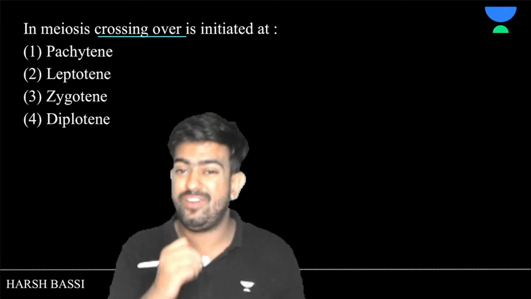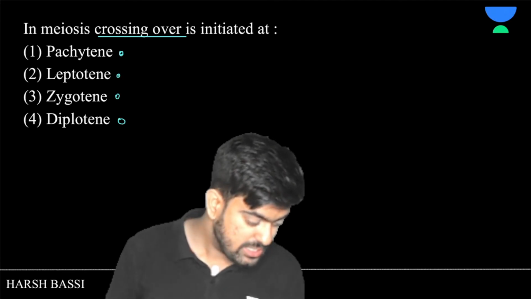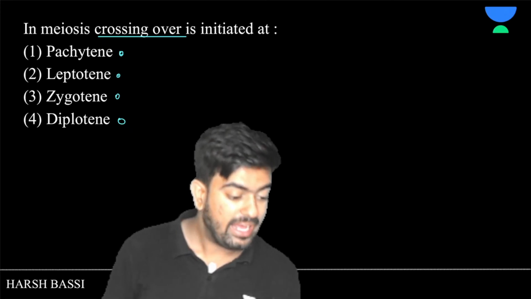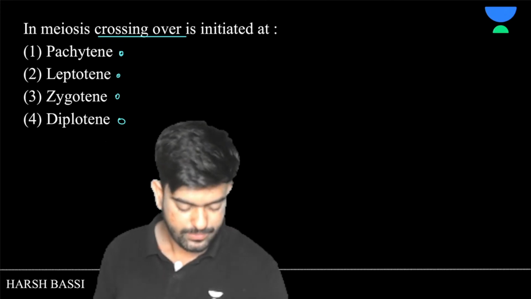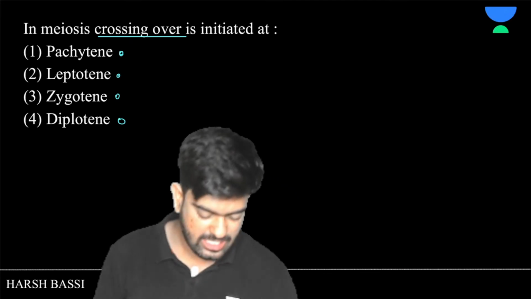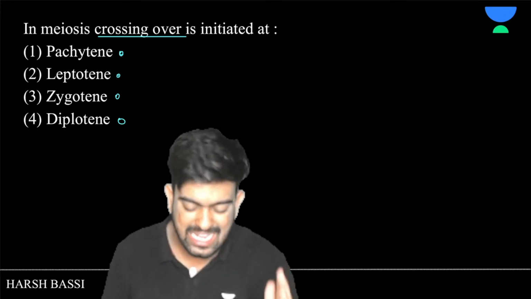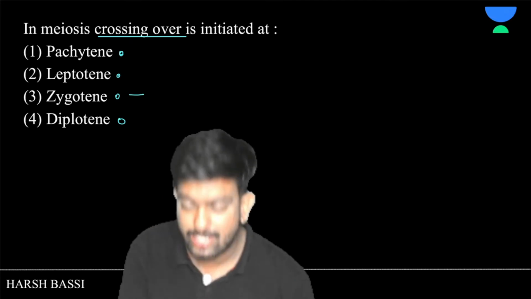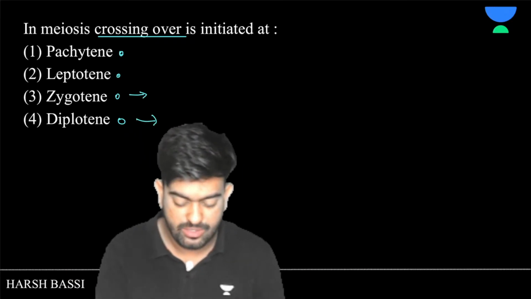In meiosis, crossing over is initiated at pachytene, leptotene, zygotene, diplotene. They are talking about the activation, so in which stage will it be done? Pachytene. Sir, in pachytene crossing over takes place. In leptotene, the thinnest chromosomes are present. In zygotene, synaptonemal complex formation takes place. In diplotene, what happens? In diplotene, terminalization of chiasmata.